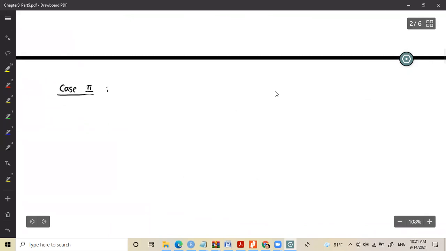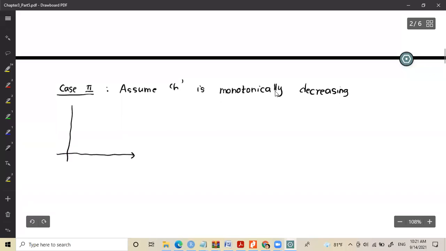So that will be when our function h is monotonically decreasing. Right? So let's draw the graph again. Now, how will it look like? You already know the graph of an increasing function. Now you can assume what will happen to the decreasing function.